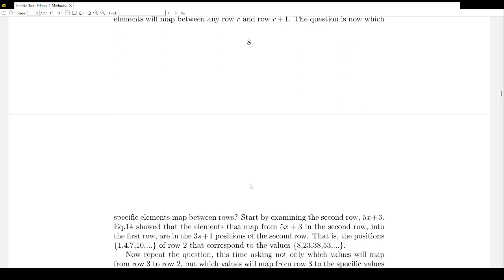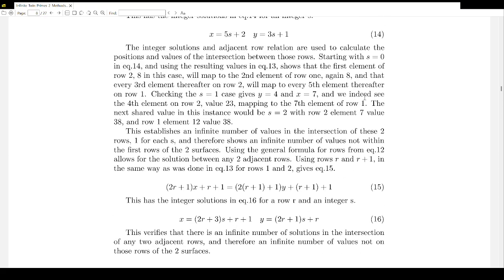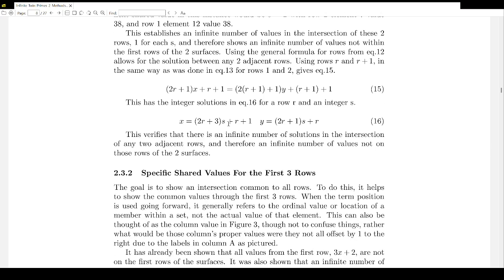The question is now, which of those elements maps between rows? We've shown that there's an infinite number of them, but now we want to get more specific and say which ones are the ones in that row. Like in my example up here, I started to say, oh, the value 23 mapping to the 7th element of that row. The next shared value is row 2, element 7, value 38, and row 1, element 12, value 38. So we're looking at what column it is, or which value in the row are the ones that are mapping.